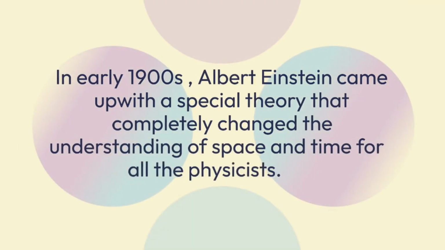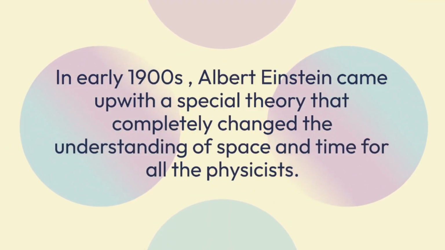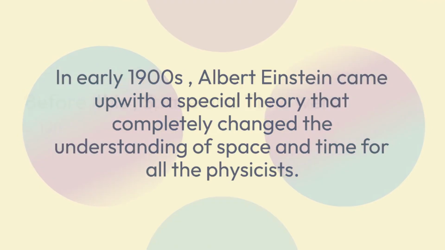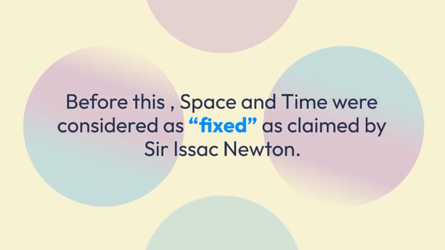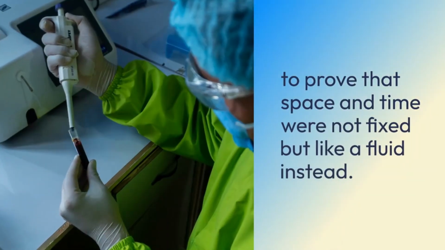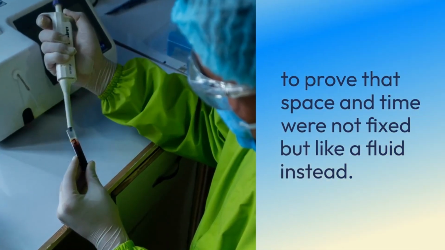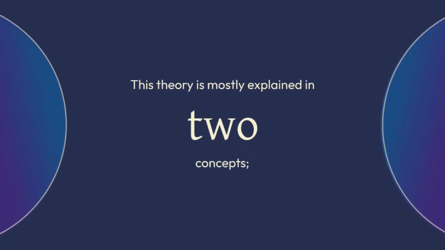The theory of relativity, Albert Einstein. In the early 1900s, Albert Einstein came up with a special theory that completely changed the understanding of space and time for all physicists. Before this, space and time were considered fixed, as claimed by Sir Isaac Newton. But Einstein put forward the best theory of the century to prove that space and time were not fixed but like a fluid instead. This theory is mostly explained in two concepts.